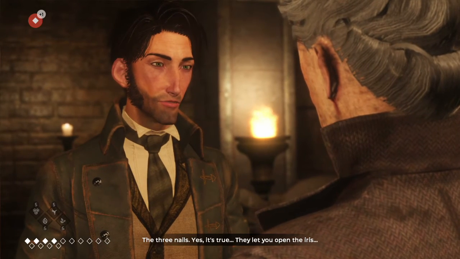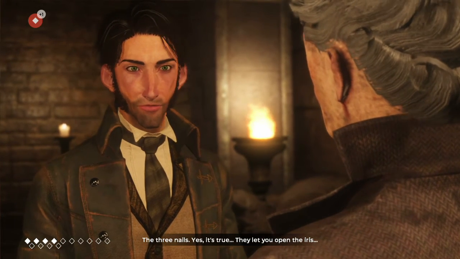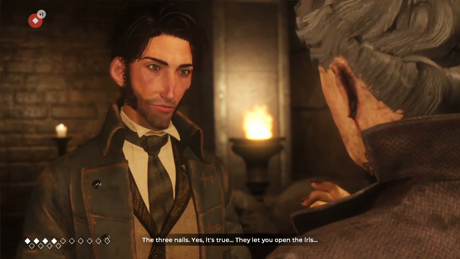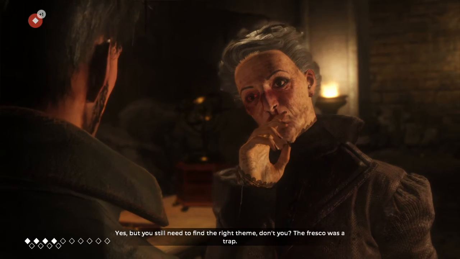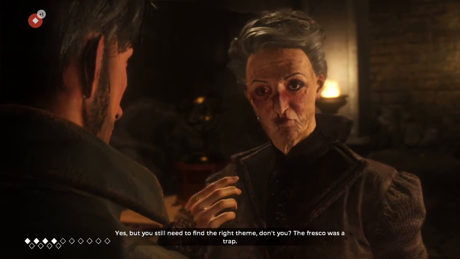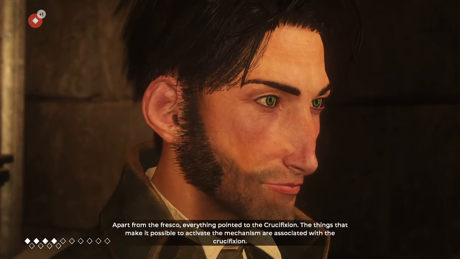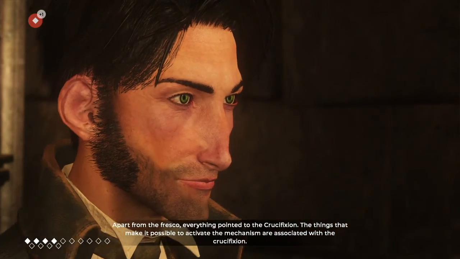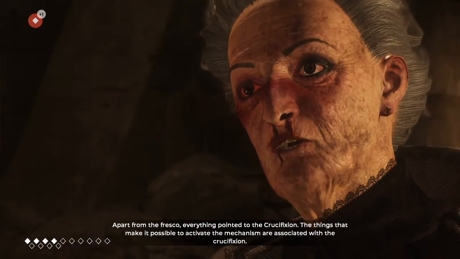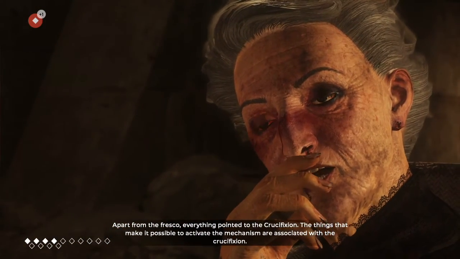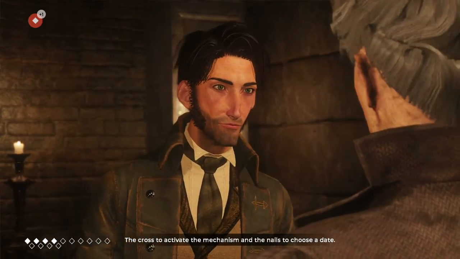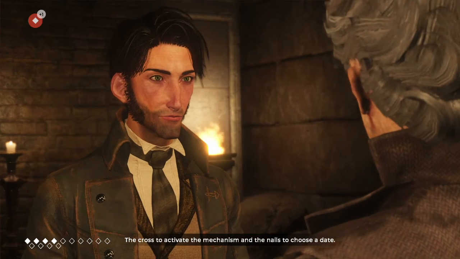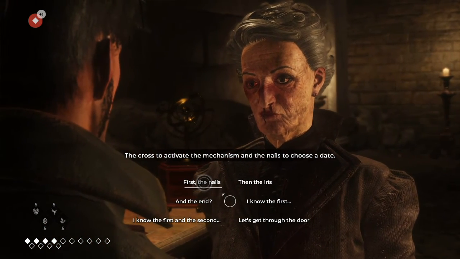The 3 nails? Yes, it's true. They let you open the iris. Yes, but you still need to find the right theme, don't you? The fresco was a trap. Apart from the fresco, everything pointed to the crucifixion. The things that make it possible to activate the mechanism are associated with the crucifixion. The cross, to activate the mechanism, and the nails to choose a date. Well, that's what I picked.